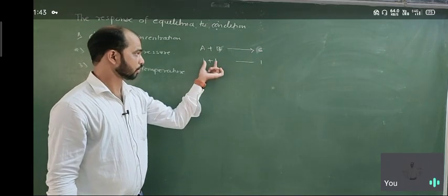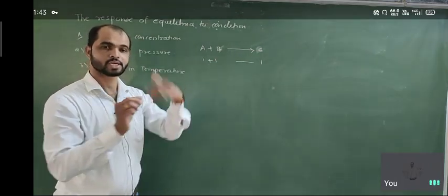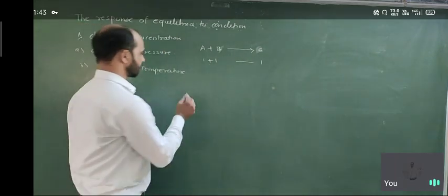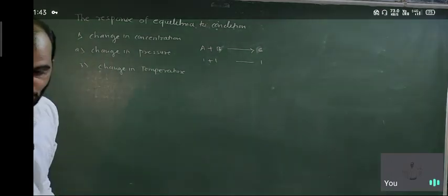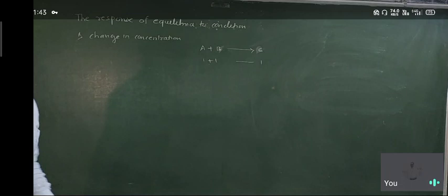So we neglect the concentration, we neglect the amount of reactant, so the remaining amount is the yield of the reaction. So for that we consider a simple reaction, and here the point we are going to discuss is change in concentration.